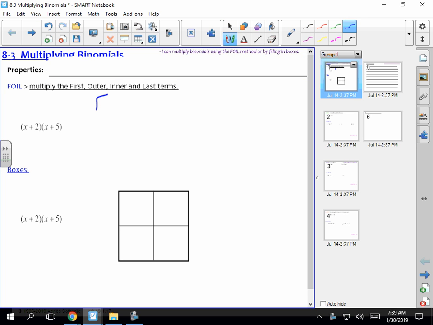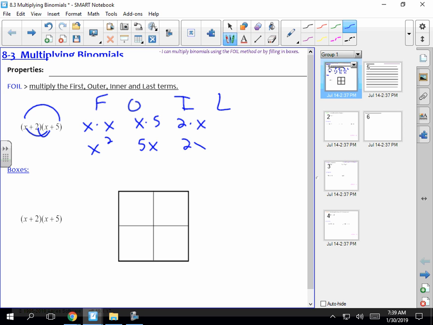So it looks like this. The first terms would be x times x, which gives us x squared. The outer terms would be the outer portions of the multiplication problem for the binomial. So x times 5 is 5x. The inner terms would be the 2 and the x on the inside of the multiplication problem. That's 2x, and then the last terms are the 2 and the 5, the two constants on the end in this case, which is 10.